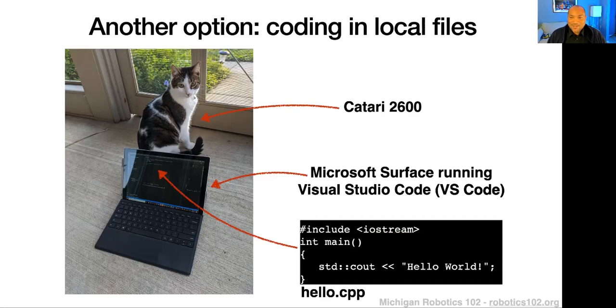That's my cat in the background. He's helping me code. His name is Atari 2600. So take that for what it's worth.